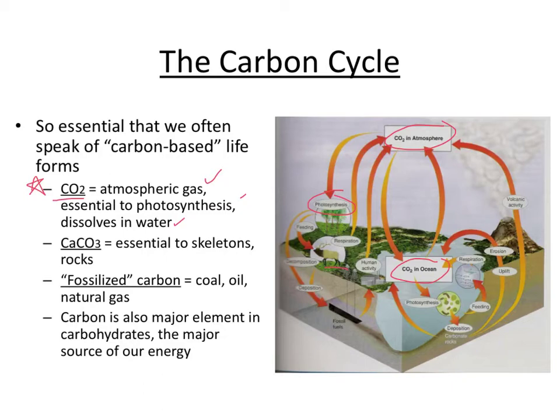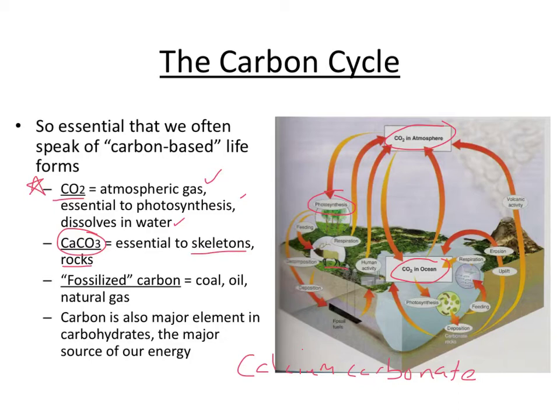Now, the other types of carbon here are more solid types of carbon. The first one I want you to know about is called calcium carbonate, which is this right here. So let's write down here, calcium carbonate. Now this is going to be the major solid carbon you find in both land and in living organisms. So calcium carbonate is part of what makes your skeleton hard. Calcium carbonate is part of what makes rocks hard and dense.